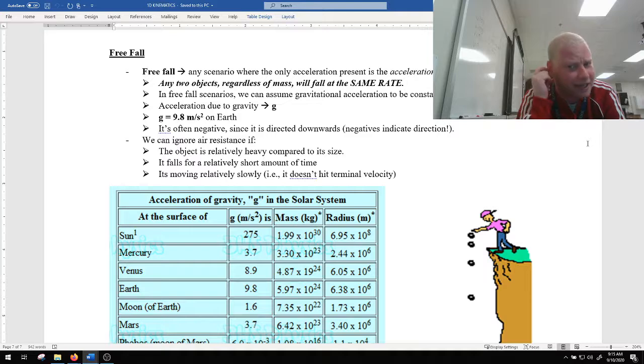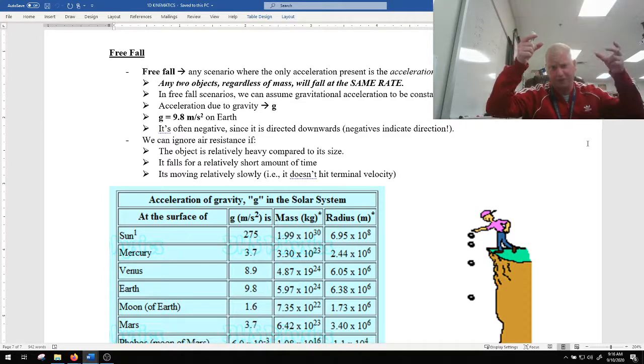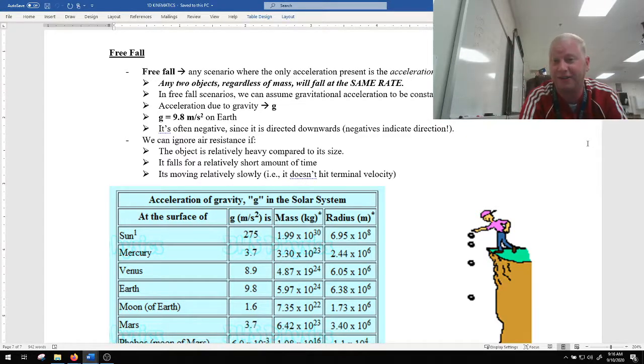I would recommend going on YouTube and Googling feather versus bowling ball in a vacuum chamber. You can see that when they empty out the air from this giant vacuum silo, this feather and this bowling ball fall at the exact same rate because there's no air resistance. They're both in a state of free fall. So go Google that, or YouTube that.